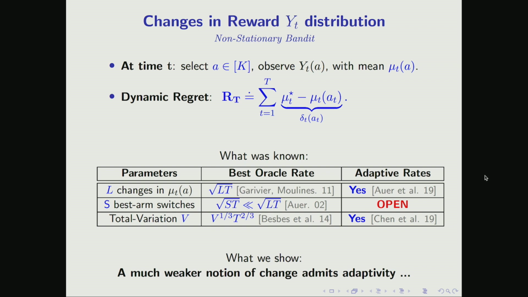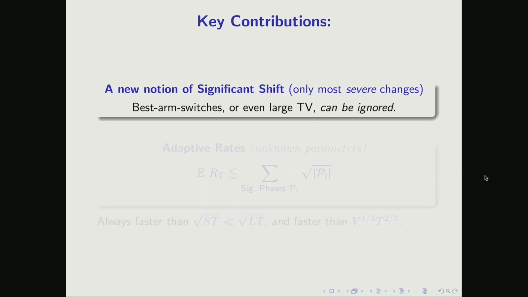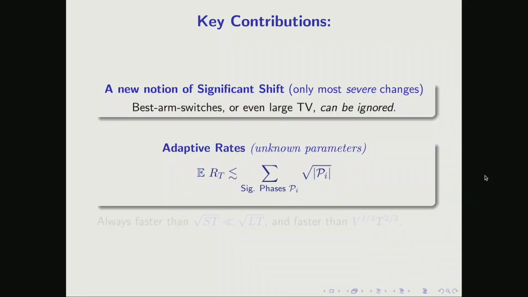So what we show is that in fact a much weaker notion of change also admits adaptivity, much weaker than the number of best arm switches and such, and in fact we close that open problem that best arm switches can be adapted to. One of the contributions is a new notion of significant shift, which would only count the most severe changes, which I'll describe in a minute. Some best arm switches can be ignored, some large total variation can be ignored. And the adaptive rate, for the number of significant phases unknown, takes this form where we sum over the significant phases the square root of the length of the significant phases.